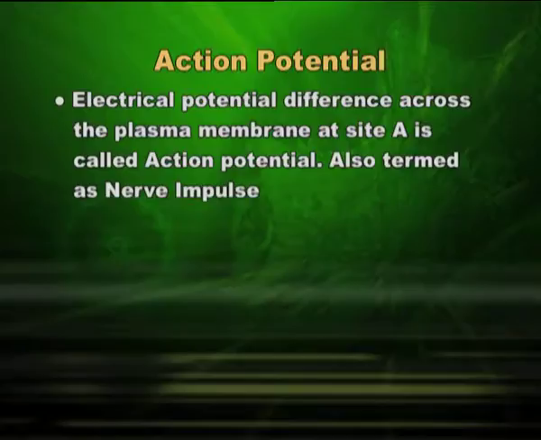So, this condition is called action potential, in comparison to the resting potential which you understood earlier. Action potential means the electrical potential difference across the plasma membrane at site A, also termed as nerve impulse. This is a very important point. Action potential means some action is taking place, changes in the gradient, changes in the electrical potential, and when does it happen? When you apply a stimulus.